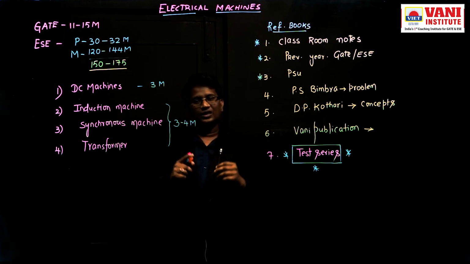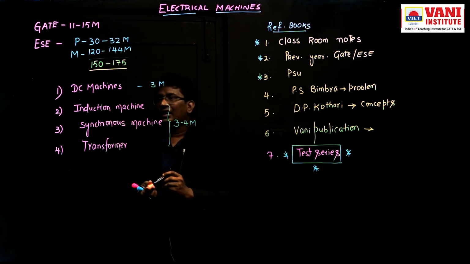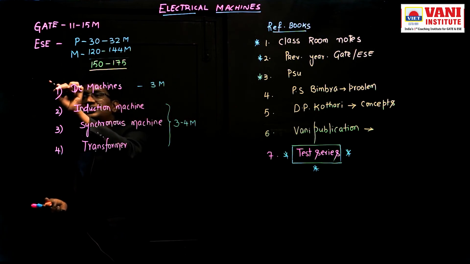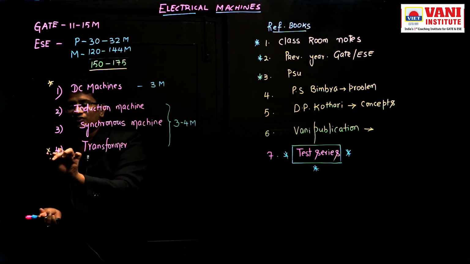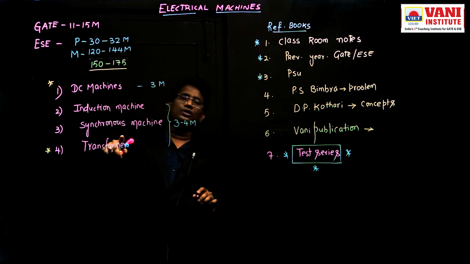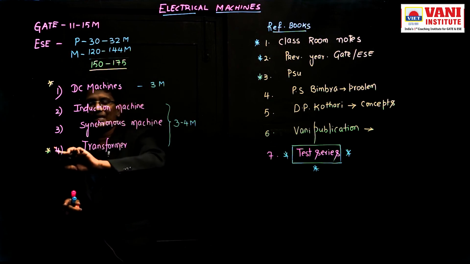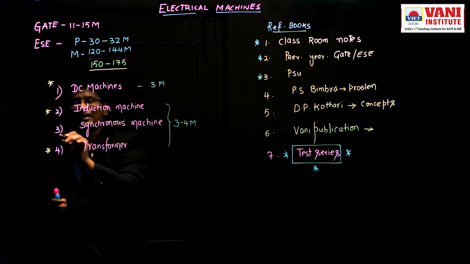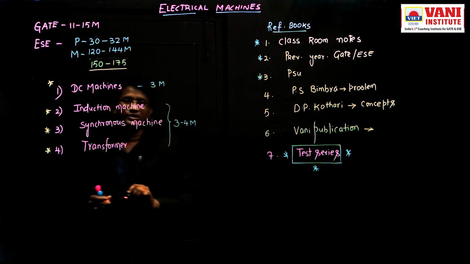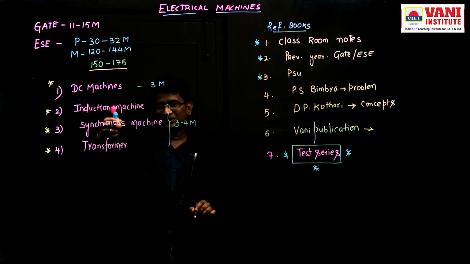Now let us see what we are going to study in sequence. First, I would like to start with DC machines. Then I'll take transformers, because from this we are going to talk about AC machines. That is why transformers is a very basic thing. So I'll start second with transformers, and after that I'll go with induction machines. Then I'll go with synchronous machines. I hope you got the sequence: first DC machine, next transformer, then induction machine, and then synchronous machine. This is the sequence which I follow.